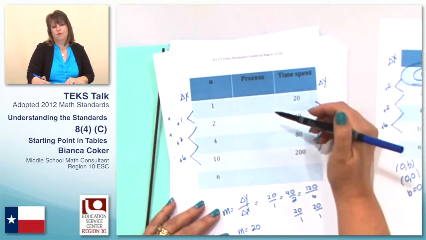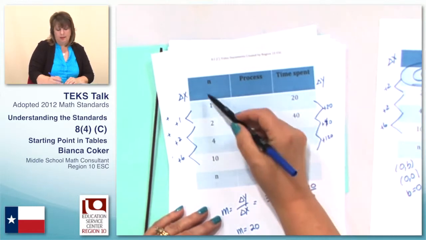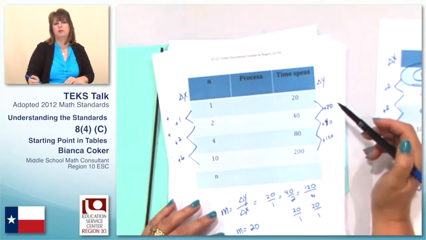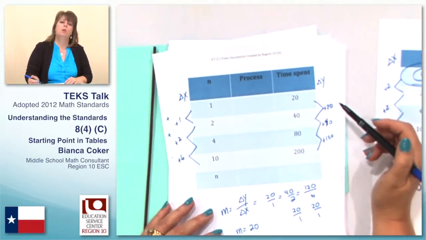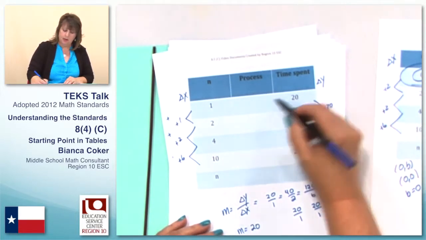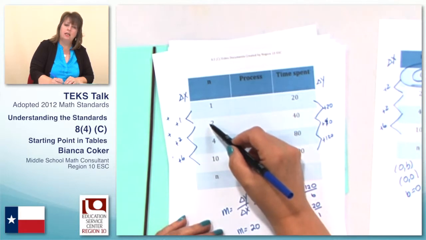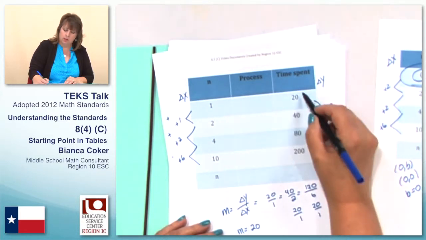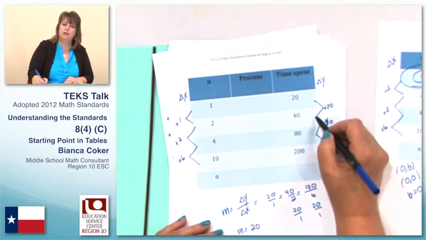Now, unfortunately, it doesn't always work out so nicely, and we don't have a 0 in this table. So there's a couple of ways to figure out what that starting point is. Once we've identified the slope, we know that for every one change in our independent variable, we get 20 added to our dependent variable.